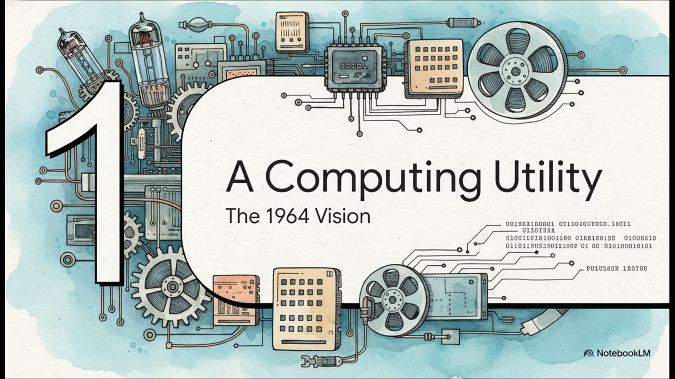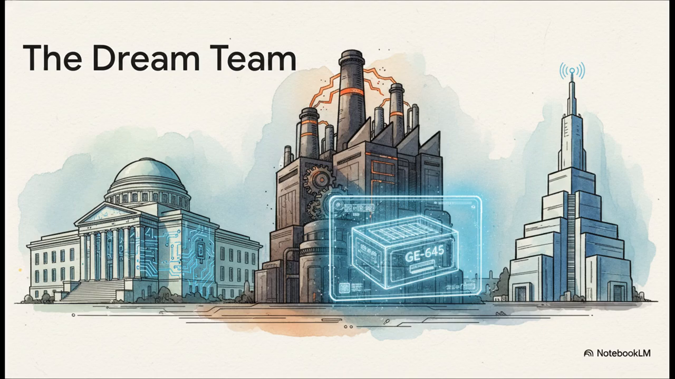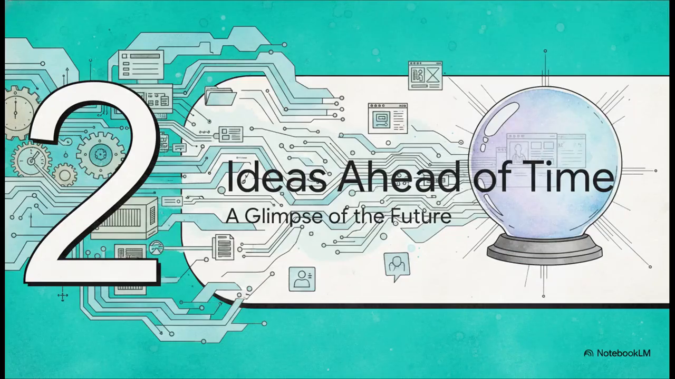So to really dig into that computing utility dream, we got to go all the way back to the beginning, 1964 to be exact. Now, this wasn't some little project cooked up in a garage. Oh no, this was a supergroup, a real dream team. You had MIT, the hardware giant General Electric, and the legendary Bell Labs all working together. Their mission? To build this insanely sophisticated time-sharing system for GE's new mainframe, the GE 645. The stakes were huge.